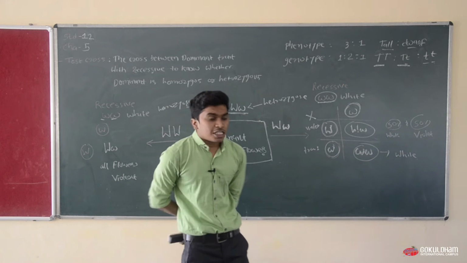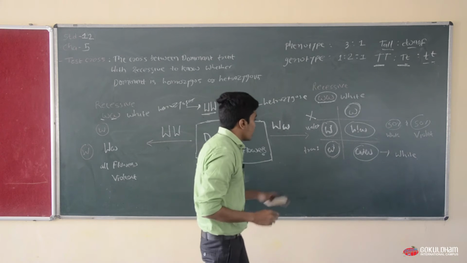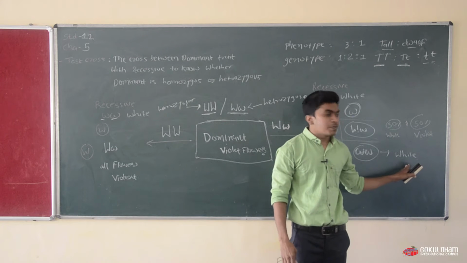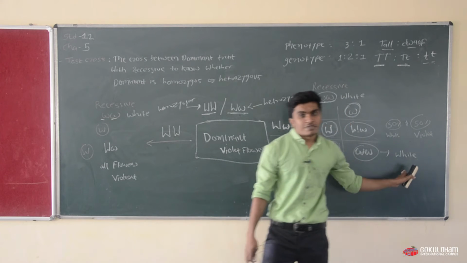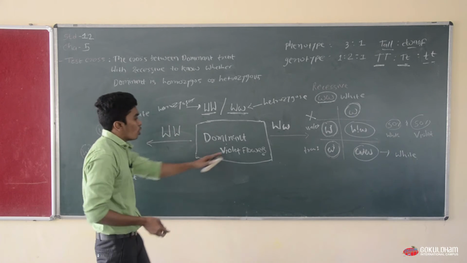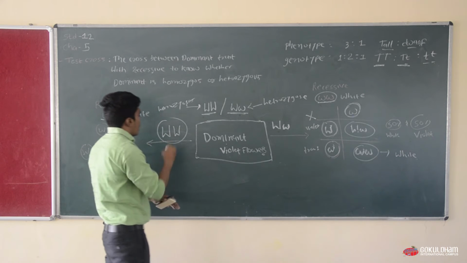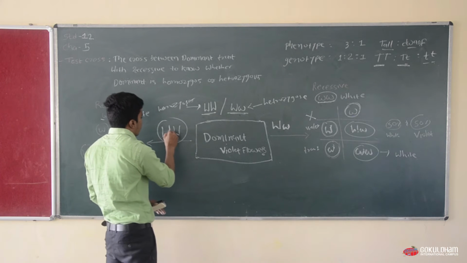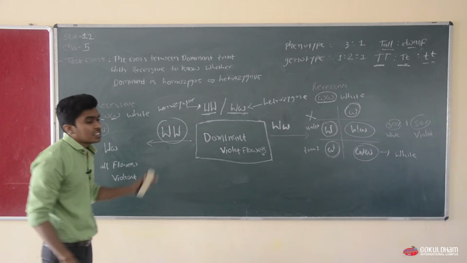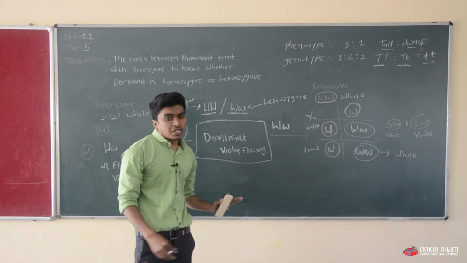So if the dominant character is heterozygous in condition, in that condition we will get 50% white flower and 50% violet flower. Let's see another scenario where the dominant is homozygous in condition, where both the alleles are dominant in nature and stand for a violet color.